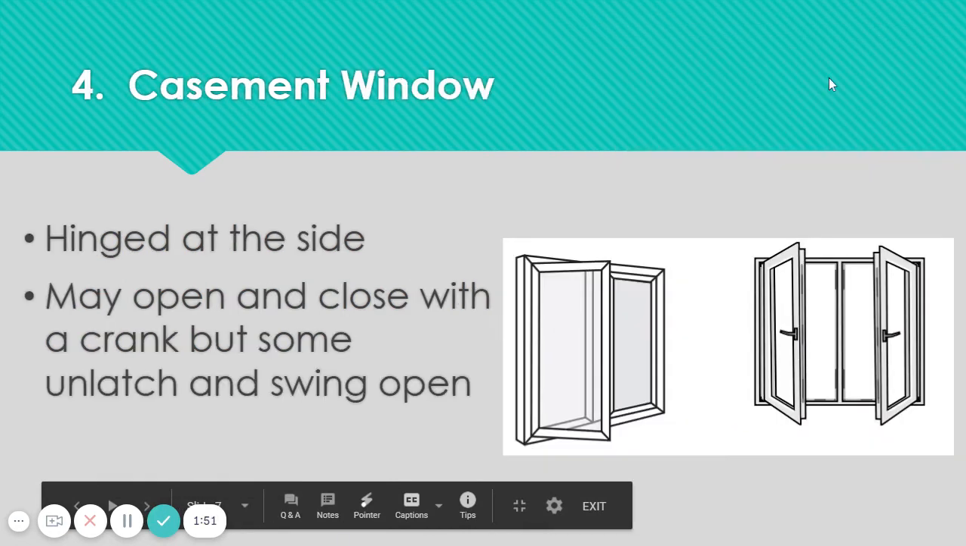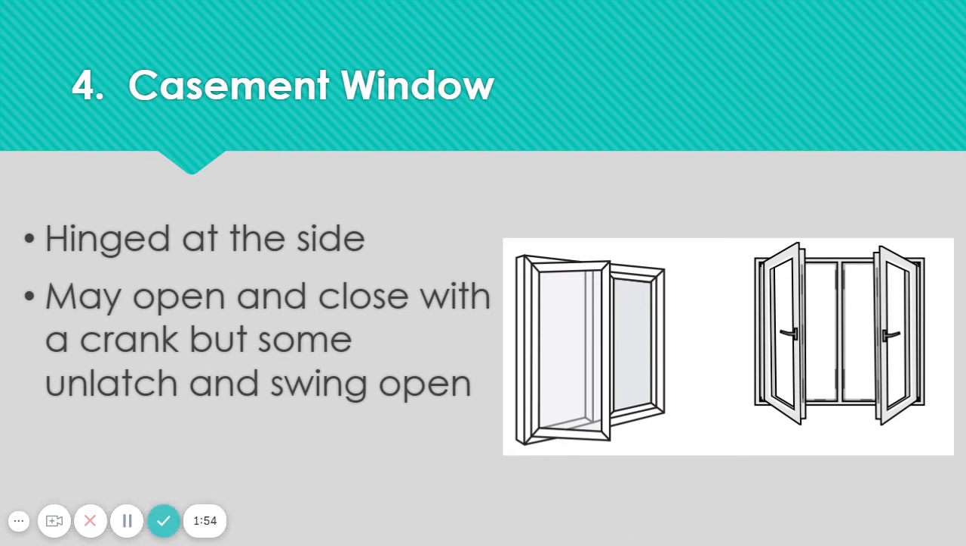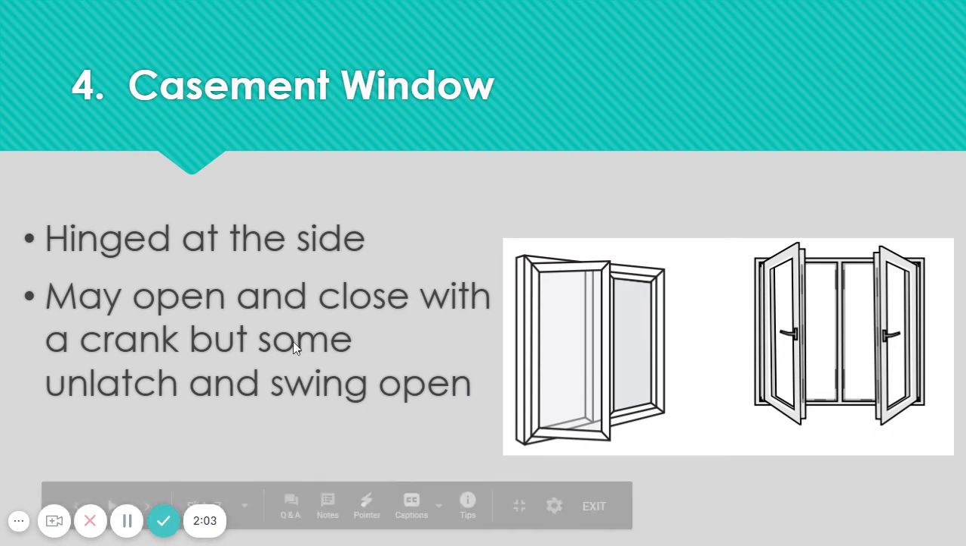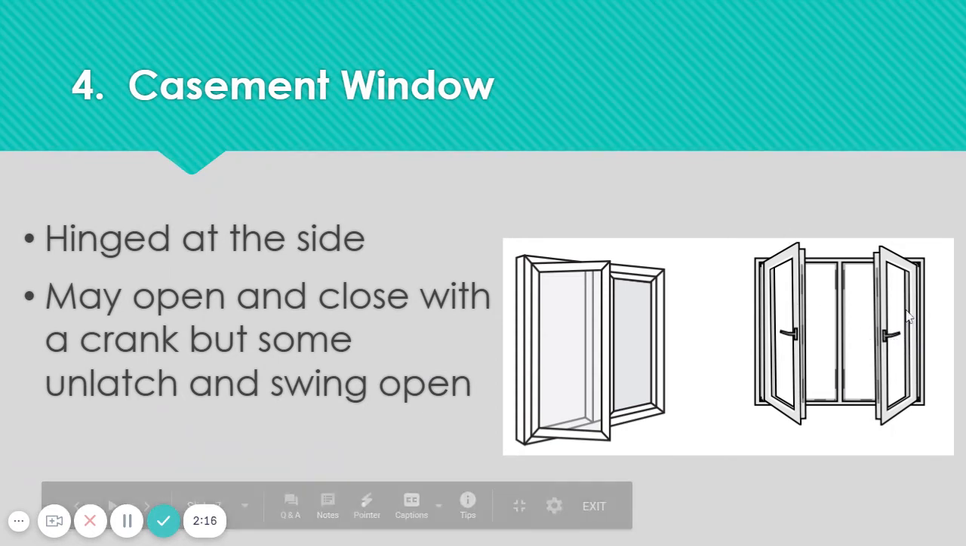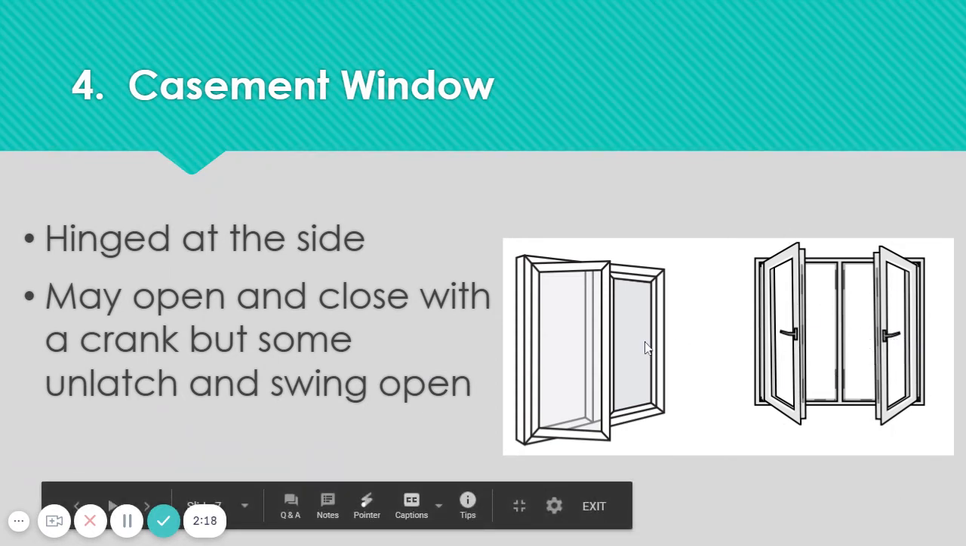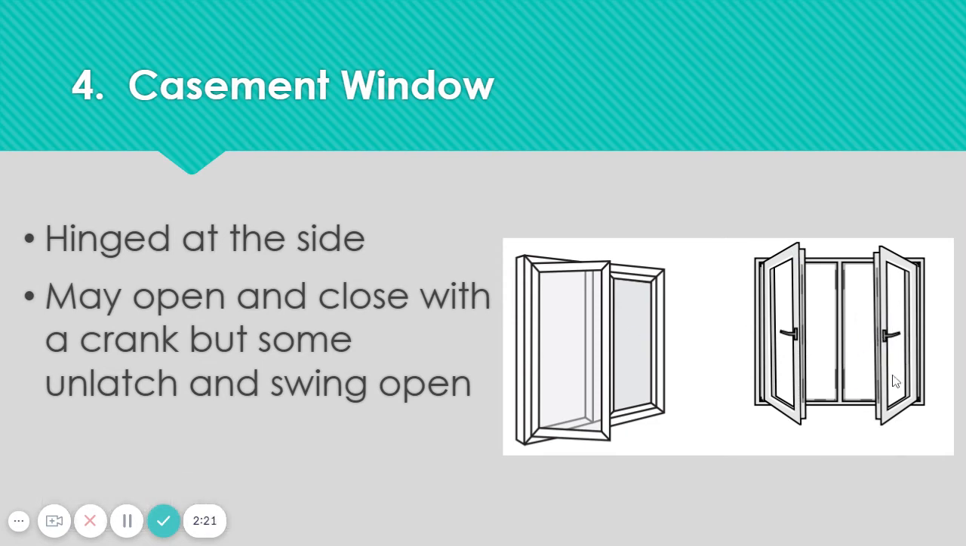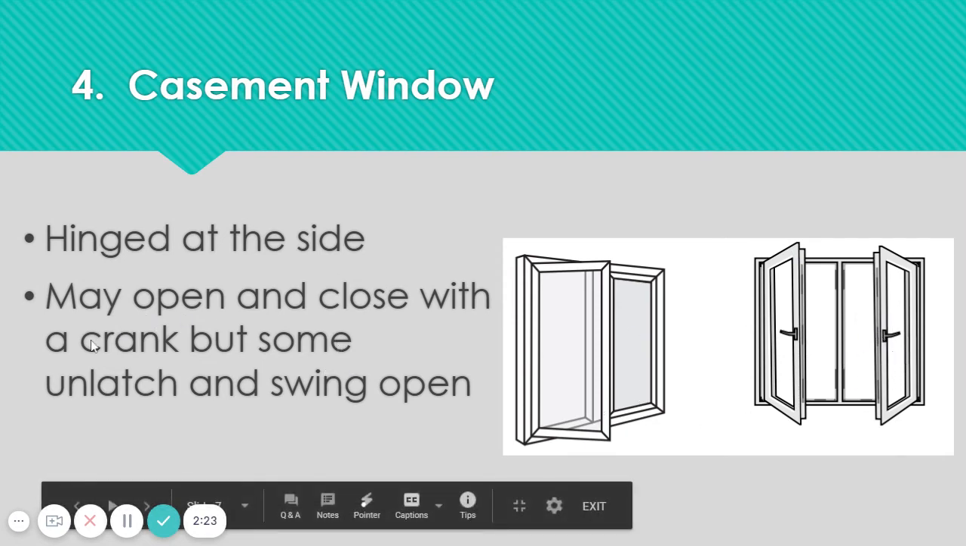The next type is a casement window. I know that we learned the architectural symbol for a casement window, but they are hinged at the side and they basically swing out, kind of like a door, but it's a window. It could open and close with a crank, or some would just unlatch and swing open all the way. See how these have little handles on them? That literally looks like a French door, but it's not, it's a window. So you would just turn the knob and they would open. Or when it says a crank right here in this definition, it has like a wheel.